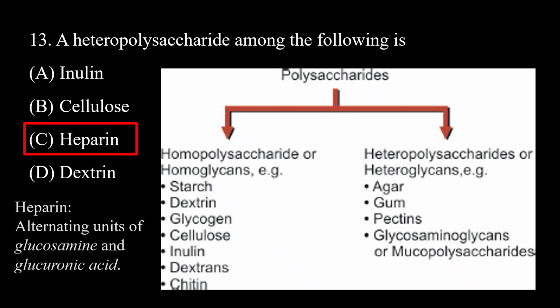Heparins are made up of alternating units of glucosamine and glucuronic acid. These alternating units combine together to make up the long chain of polysaccharides known as heparin.